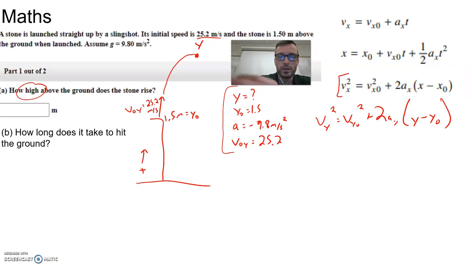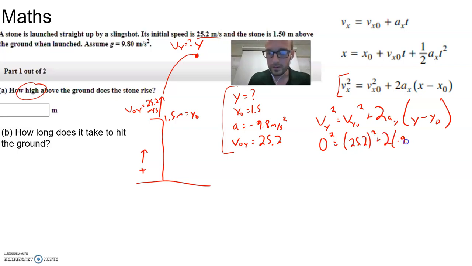Here's the thing, ladies and gentlemen. What do we know is the Vy? In other words, if I define the end of this problem right now as when it gets to the very top, what's the velocity? 0. That's right. So 0 squared equals 25.2 squared plus 2 times negative 9.8, and then y would be our unknown minus 1.5.